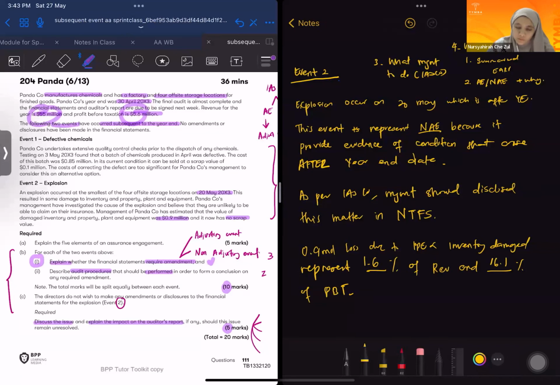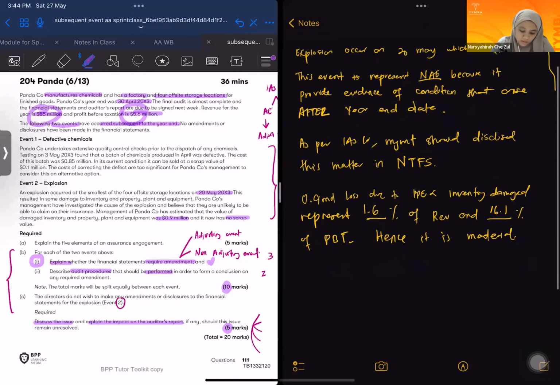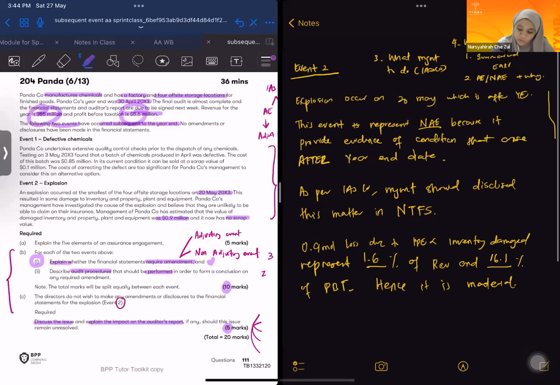Don't forget your conclusion. Hence, it is material. What else? Yeah, this is it. Around 3 marks. Now, this is B1.